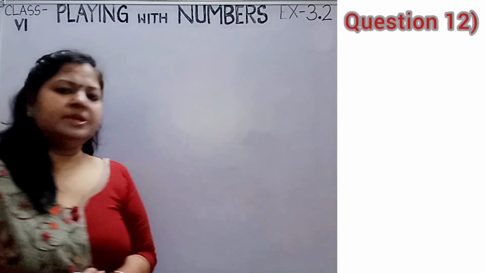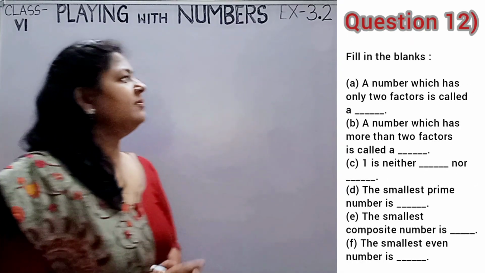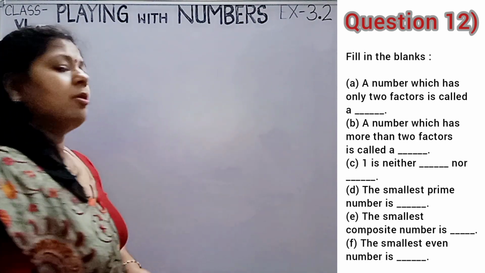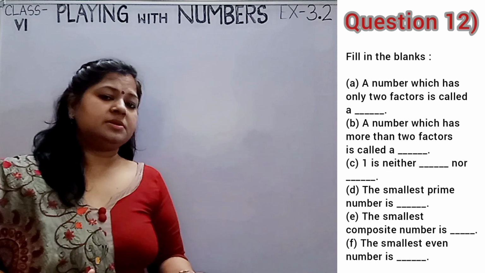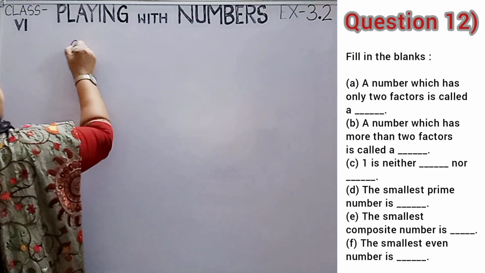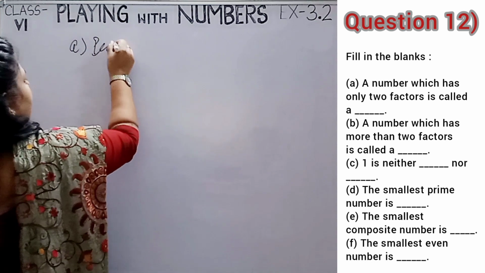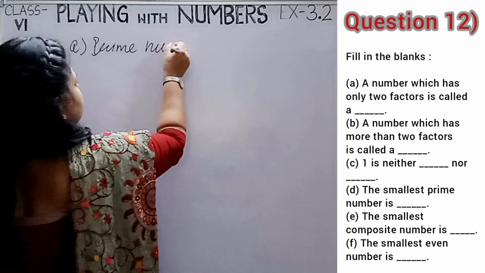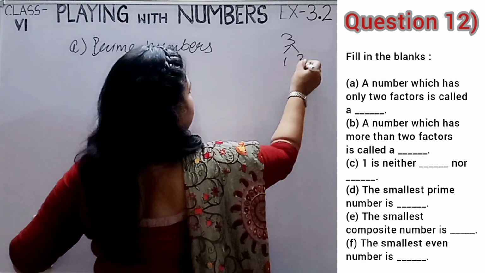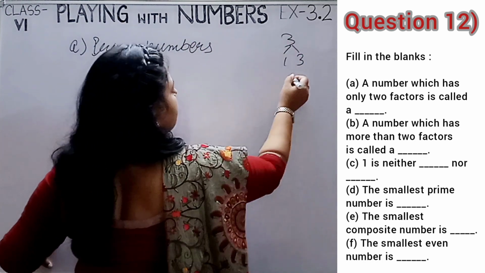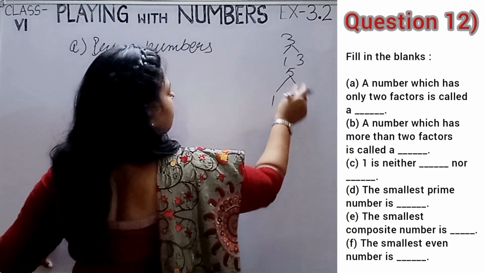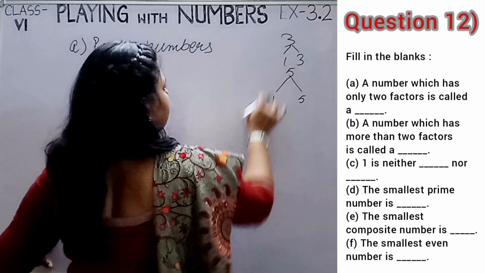Question number 12. Fill in the blanks. A part: a number which has only 2 factors is called a dash. So here we already know that prime numbers have only 2 factors. So the answer is prime number. We have already taken so many examples of prime numbers. Prime number 3: 1 and 3 only. The factors are the number 1 and the number itself. So these are prime numbers.